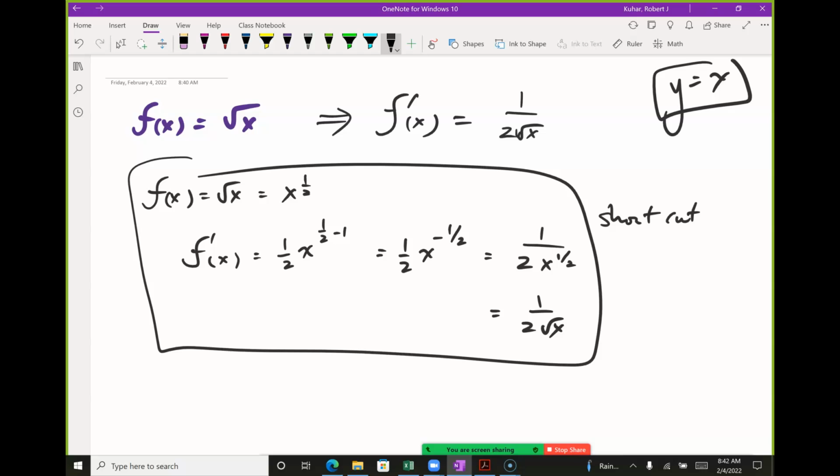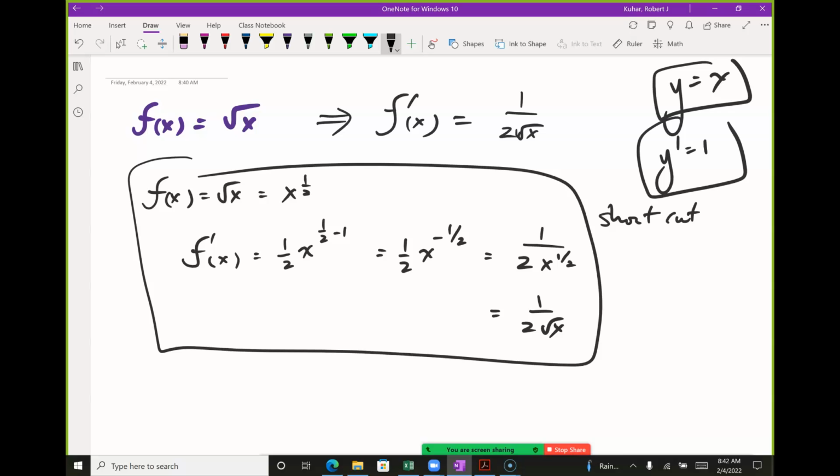Well, at what point? Every point. It's just x. The slope is 1. And guess what the derivative of y equals x is? It's 1. Y prime is 1.